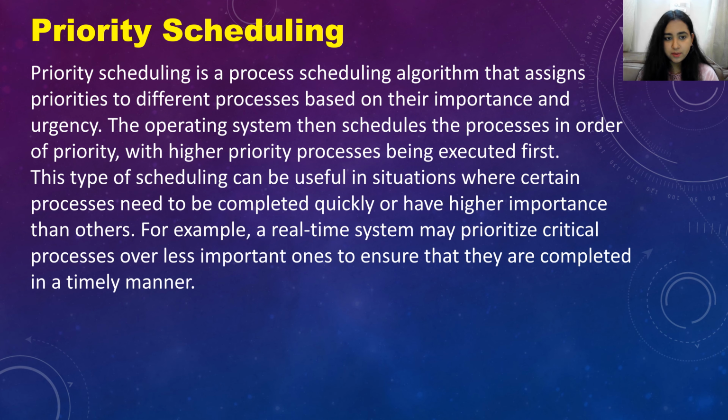Priority scheduling. Priority scheduling is a process scheduling algorithm that assigns priority to different processes based on their importance and urgency. The operating system then schedules the processes in order of priority, with higher priority processes being executed first. This type of scheduling is useful in situations where certain processes need to be completed quickly or have higher importance than others. For example, a real-time system may prioritize critical processes over less important ones to ensure that they are completed in a timely manner.